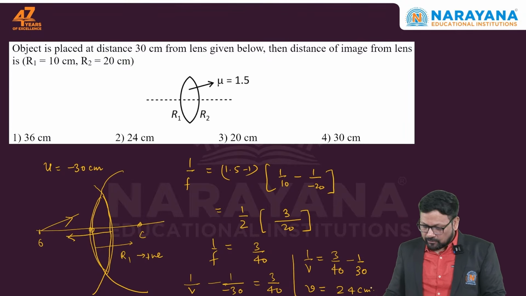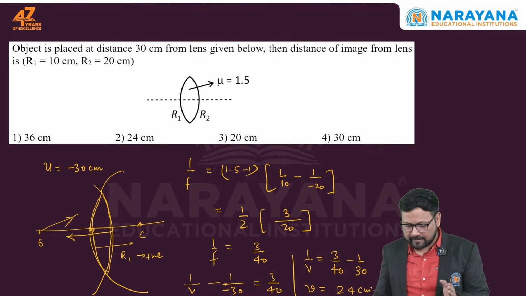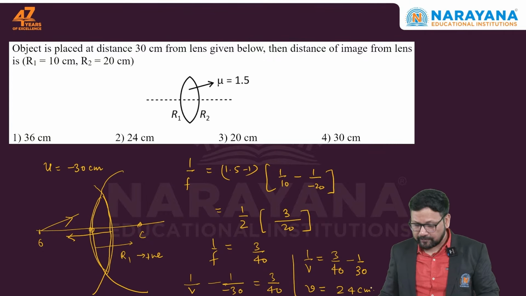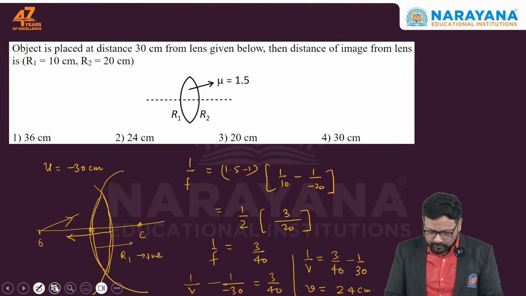Okay. So easy one it is again, right? Normal two formulas we are using here. One is the lens maker and the second one we are using is the lens formula. Okay. Come to the next one.